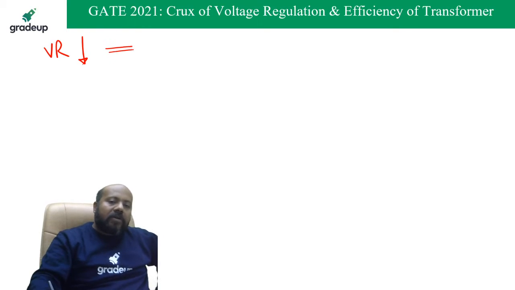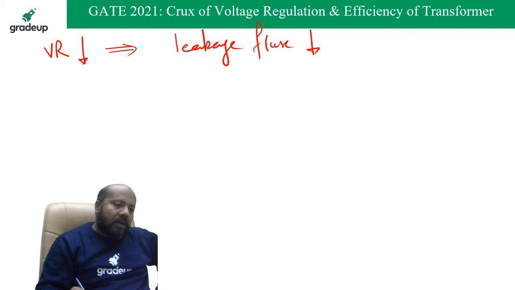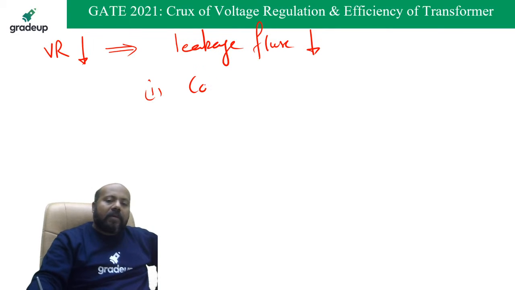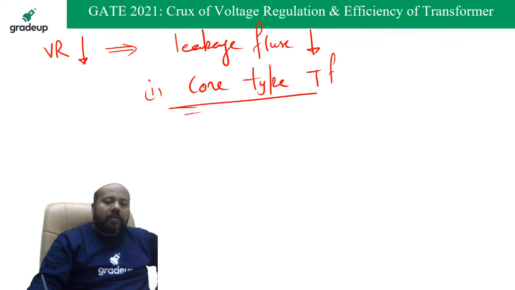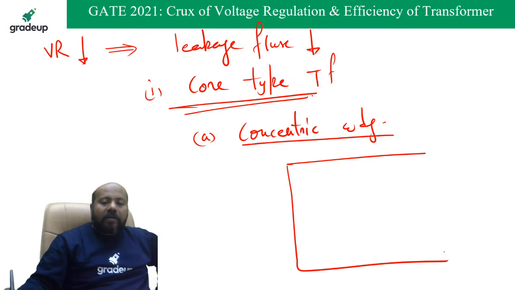Now for voltage regulation to be a smaller value, definitely leakage flux should be minimum. Leakage flux should be reduced. How are you going to reduce the leakage flux? Number one, let us talk about core type transformers. In a core type transformer, what are you doing? First, you are using concentric windings. You know concentric windings?